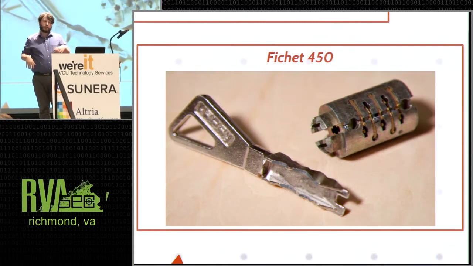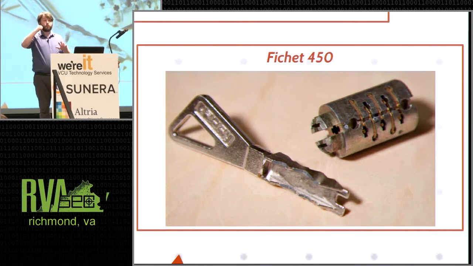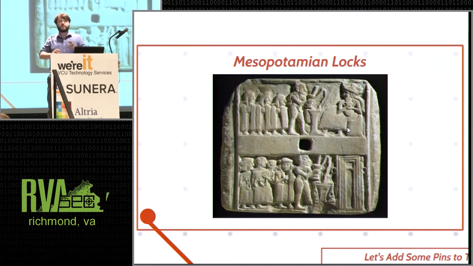The big problem with the Fichet was that because they made this I-beam looking key, there was a forcing issue. Because if you had a blank, that's a really strong blank, and you can just torque it out. But let's have a look at the Mesopotamian lock evolution now.